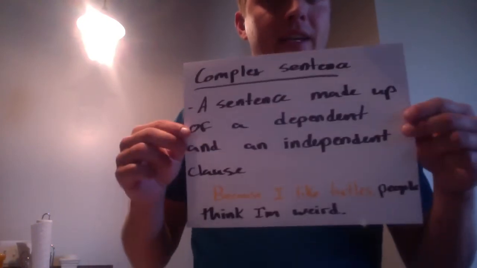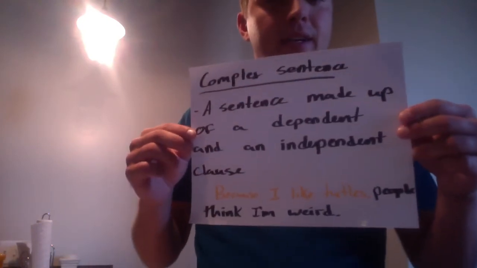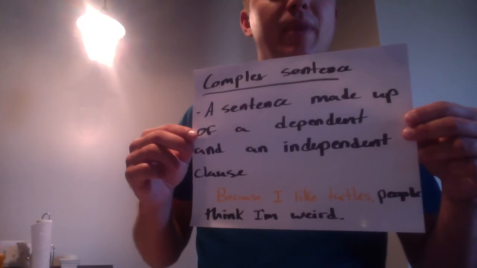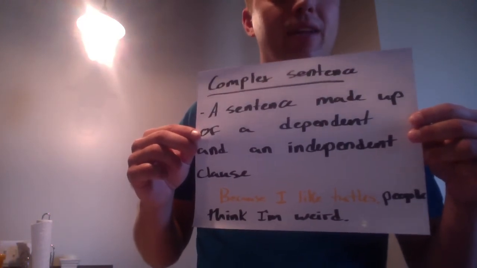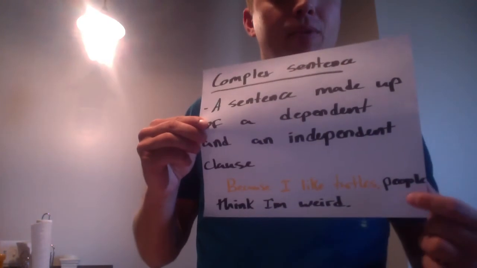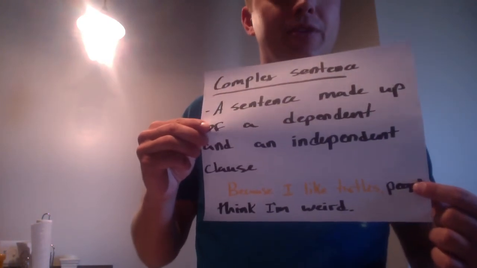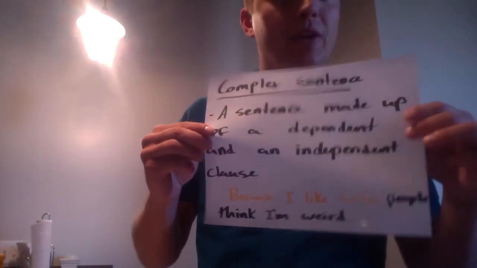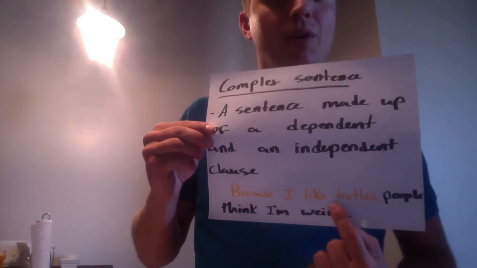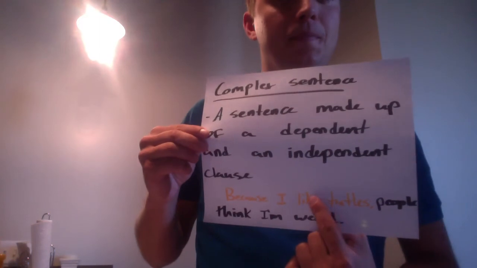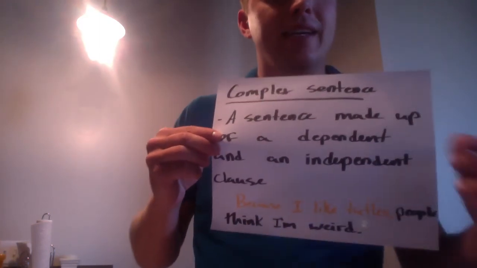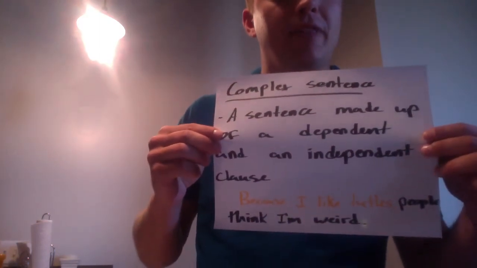The other term you're going to learn is a complex sentence. This is a sentence that is made up of a dependent clause and an independent clause. For example, because I like turtles, people think I'm weird. So notice in the orange is a dependent clause, because I like turtles. In the black is an independent clause, people think I'm weird.